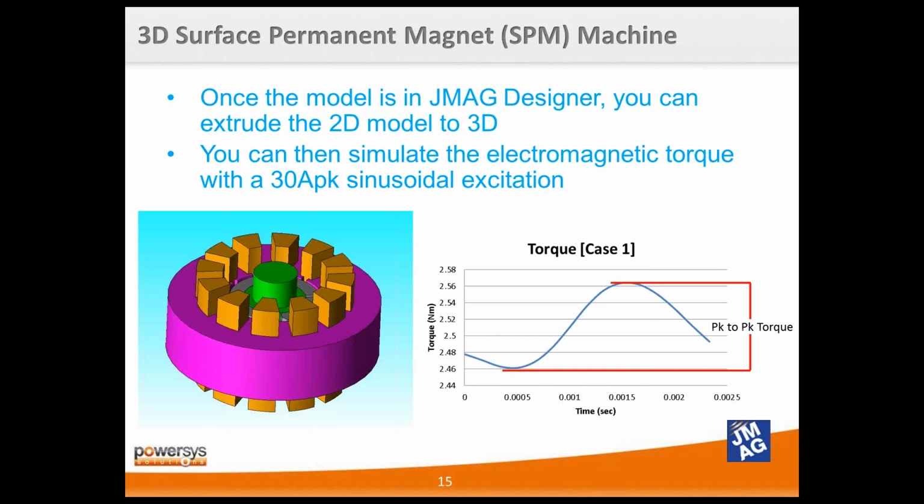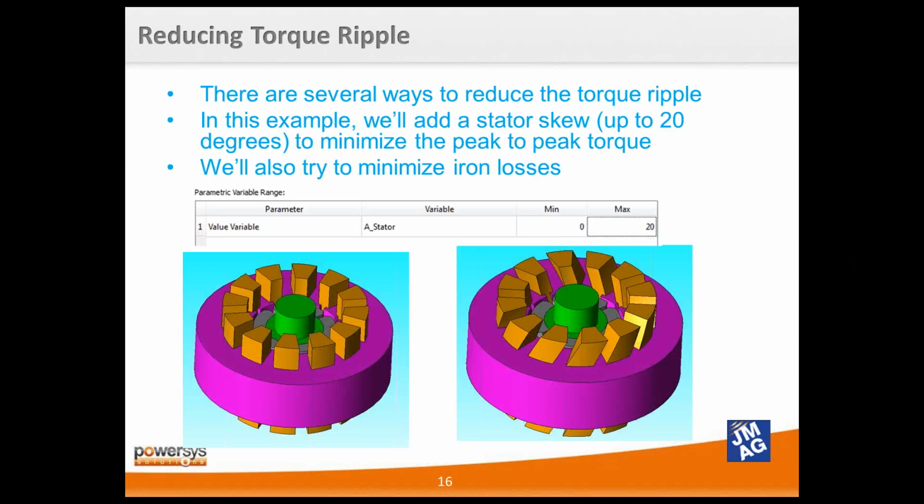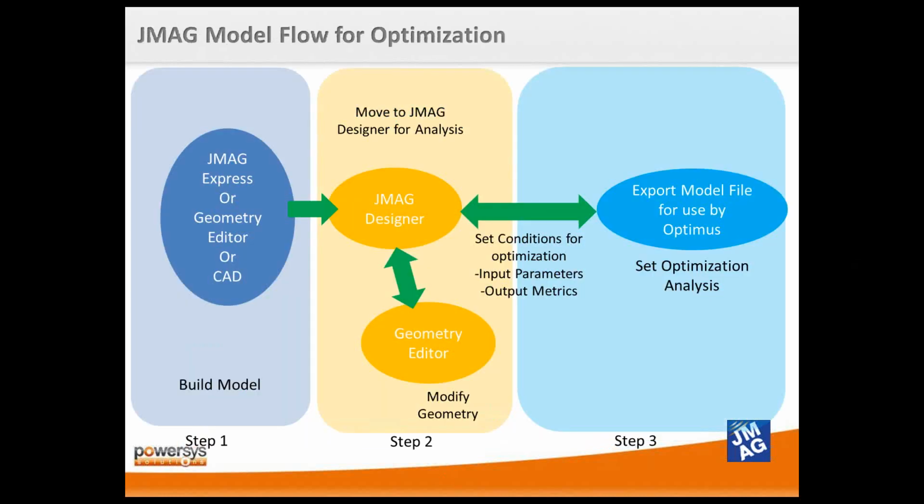If we wanted to reduce the torque ripple, there are several typical ways that we can do this. In this optimization example, we'll add a stator skew of up to 20 degrees to try to minimize the peak torque. At the same time, we'll also take a look at trying to minimize the iron loss as well as trying to minimize the peak-to-peak torque. The JMAG model flow for optimization is as follows.